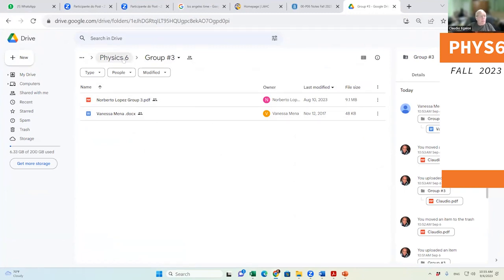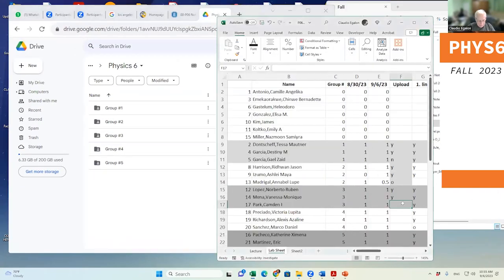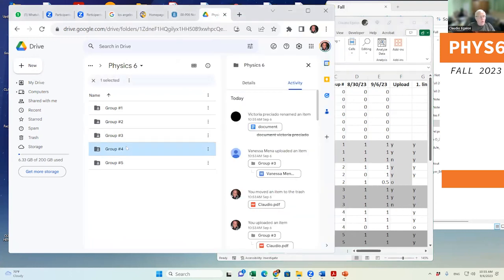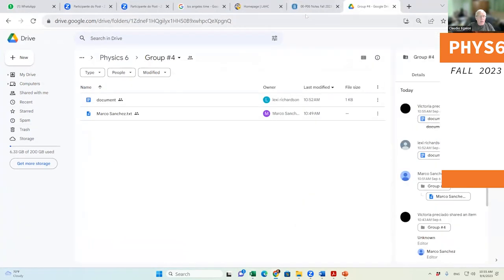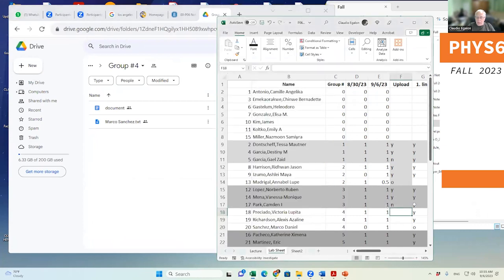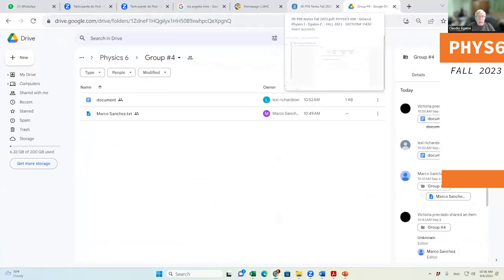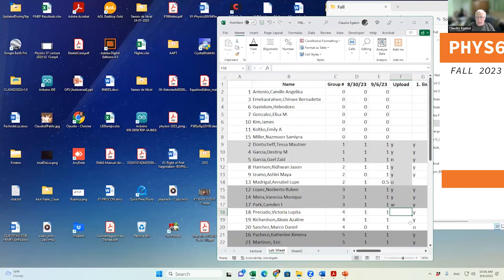Okay, while you work on that, let me go to group number 4. And I will put the N here for now. Victoria is group number 4. Let's see. I'm working on it. You're working on it? I'm gonna put it there right now. Okay, good. Professor, I see it on my screen. Like group 3, Camden Park PDF, Norberto Lopez, group 3, Vanessa Mena. Alexis, okay, let me try here. Alexis Richardson, yes, and Marco, right?